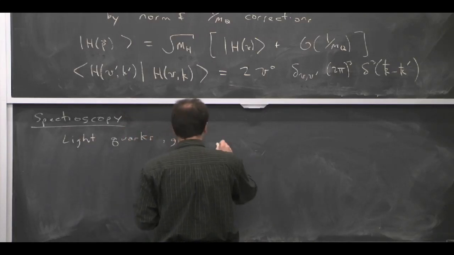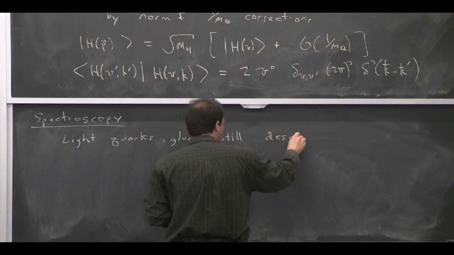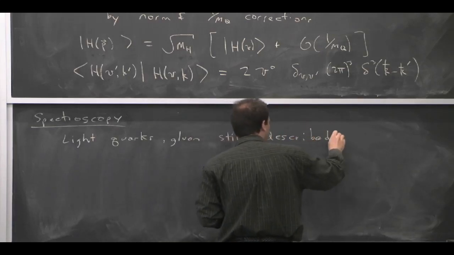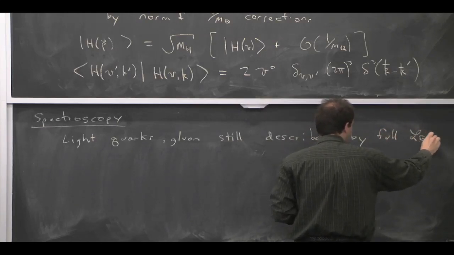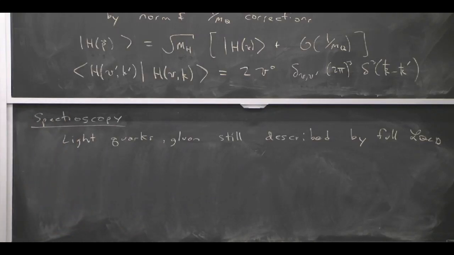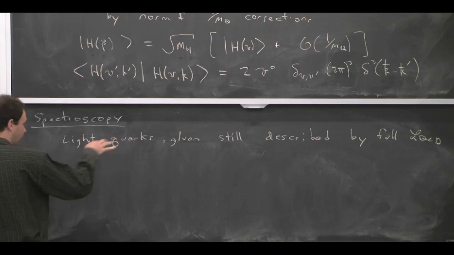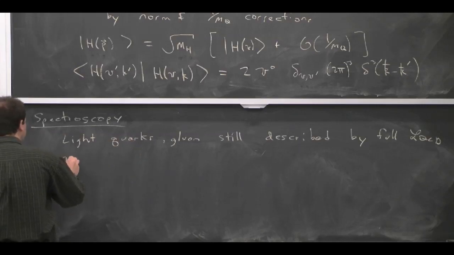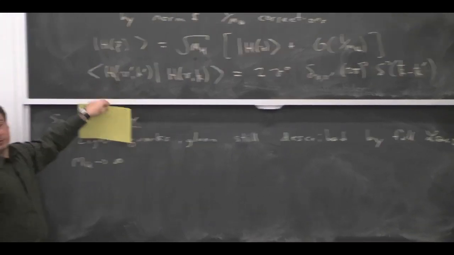So there's light quarks and gluons, and they are still described, as I said, in words, but now I write on the board, by a full LQCD. Nothing changes. There was no heavy quark masses in that anyway, so nothing happens to that, at least for what we're talking about here. There could be some loop corrections, but. So if we think about MQ going to infinity, we can ask what happens to these hadrons, which I've just told you can still describe by the theory.